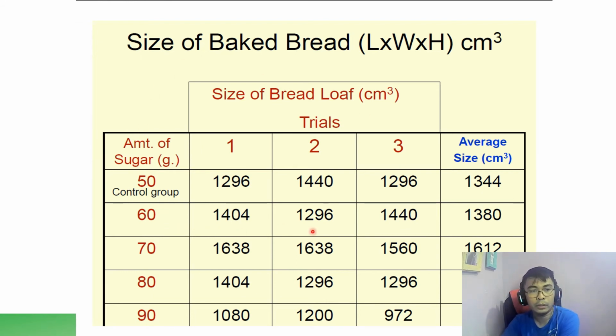So ito na po yun. Nagkaroon na ng ibang variation sa amount of sugar. So 50, 60, 70, 80 grams. The same 3 trials were conducted, but of course the results differ now. And then, in terms of the average size, ano yung nakita natin na pinakamataas? Here, sa 70.